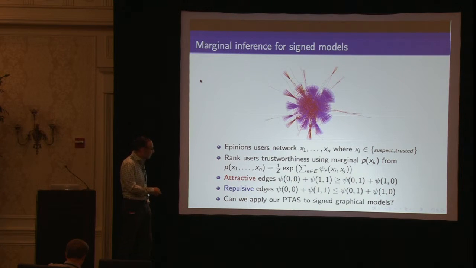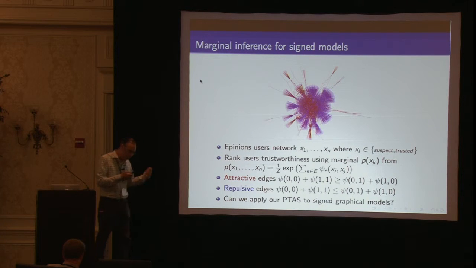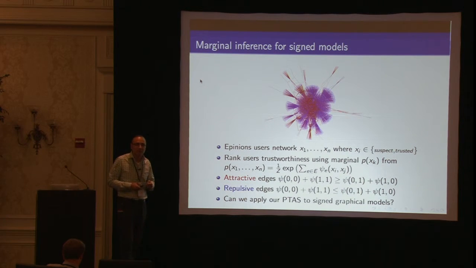Remember, signed models have both attractive edges and repulsive edges, where you get a higher score when you agree for attractive, and you get a lower score when you agree for repulsive. So we want to apply the polynomial time algorithm we just saw to Epinions and compute for each user the probability they'll be trusted or suspicious. And we again have these potential functions that tie them together. So a guy with a lot of enemies should be more suspicious than a guy with a lot of friends.